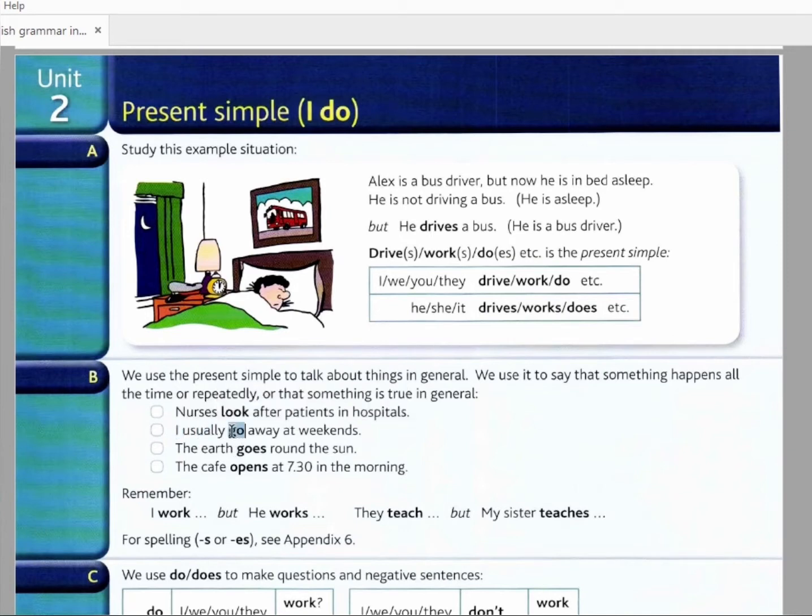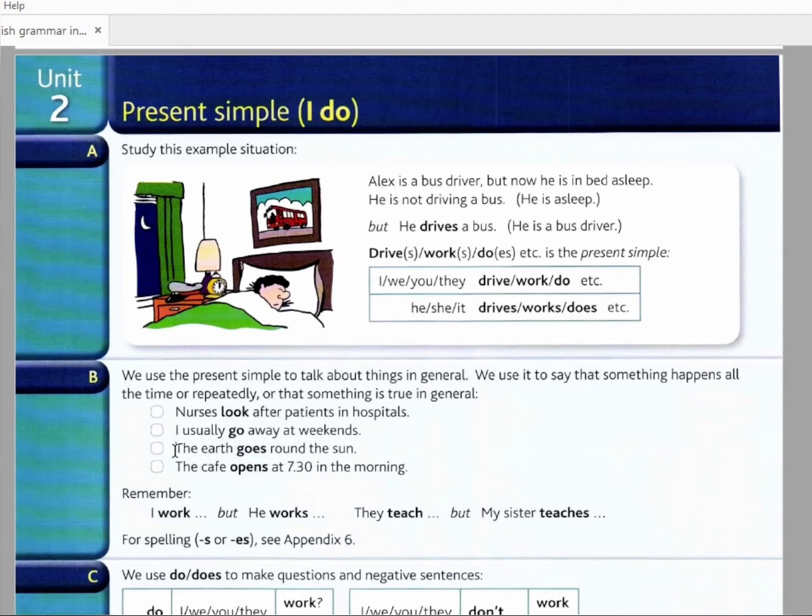I usually go. Sometimes some words are added between the subject and the verb, no problem, because the meaning of these words is about something repeated, for example, usually, often. Words like that are added here, no problem. You say I usually go. You will not say I usually goes. Why? Because we have the subject I.